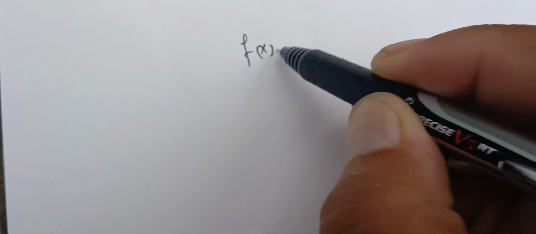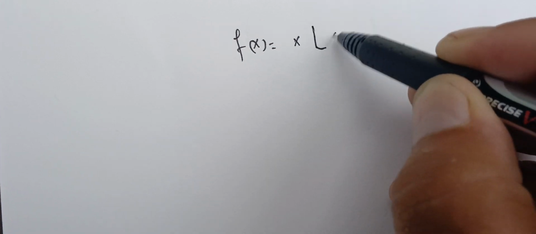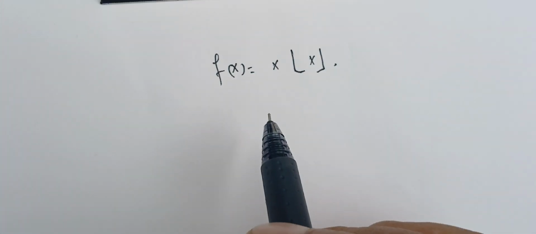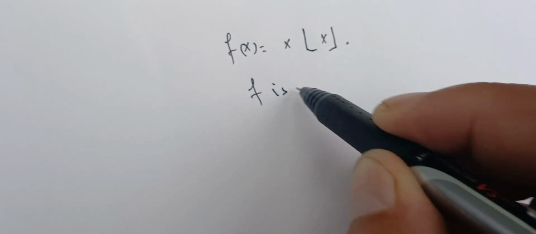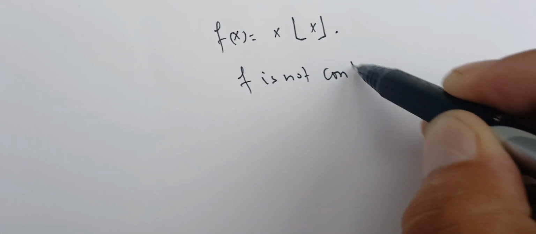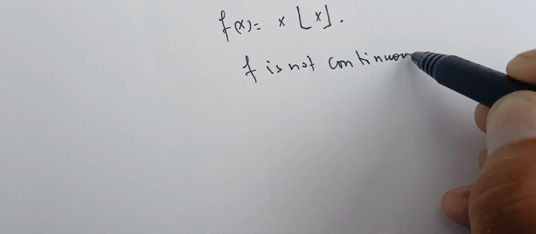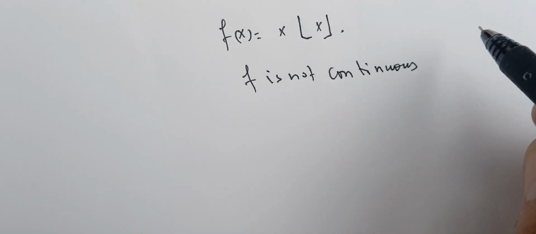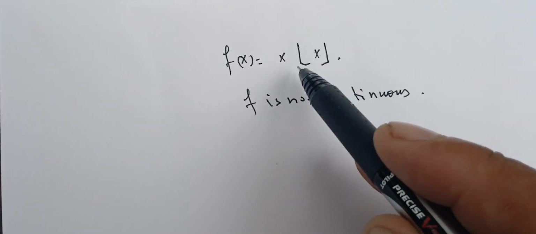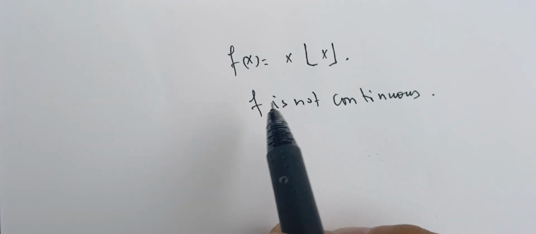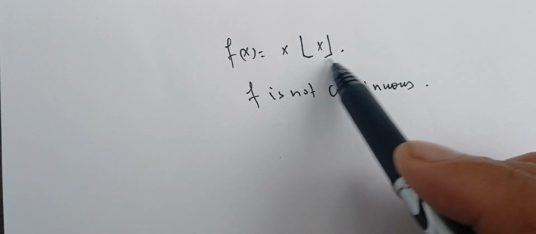Let f of x be defined by x times the floor of x. We want to prove that f is not continuous. Okay? So in our case now, we know that the floor function is not continuous. So we're going to use this fact to prove that f is not continuous.